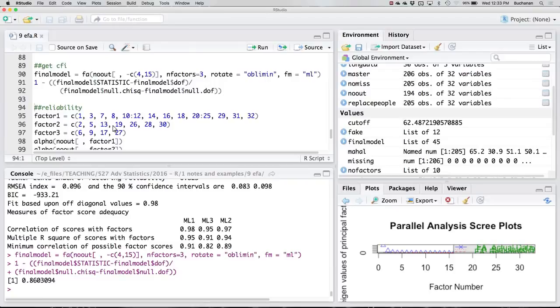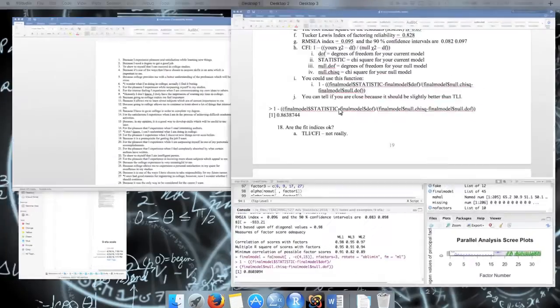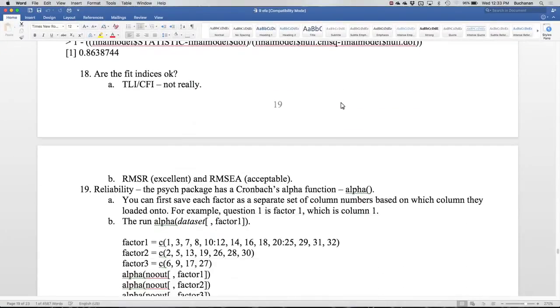Okay, why go through all the trouble? CFIs are probably the second most popular one to report after RMSEA. Usually people have both. And if you tell somebody, well, I don't have it because I don't know how to calculate it, you're definitely going to look like an idiot. So this is just an easy way to calculate it. So 0.86, still bad. So I have 2 that are good and 2 that are bad. So it would be a tough sell, I think, to a reviewer. But hopefully they're at least reliable.